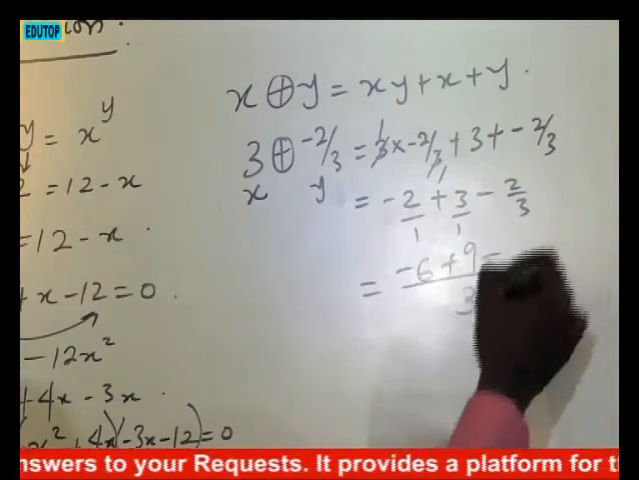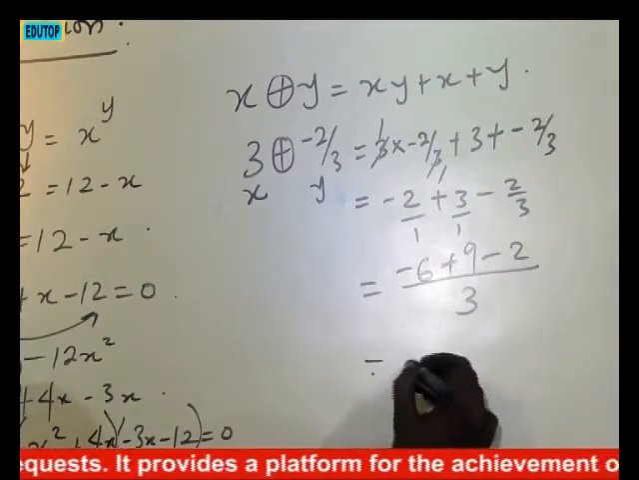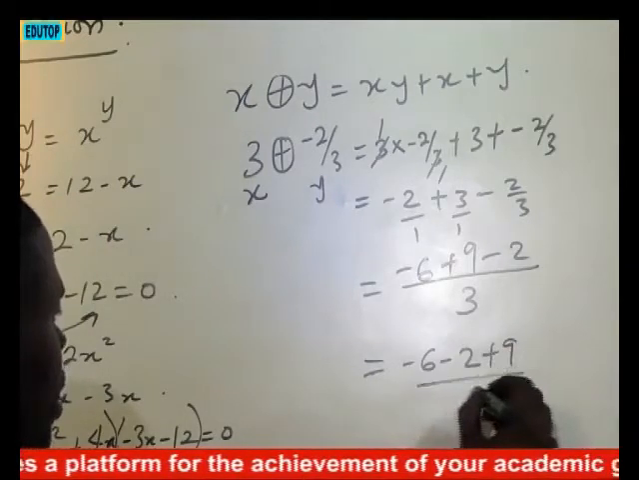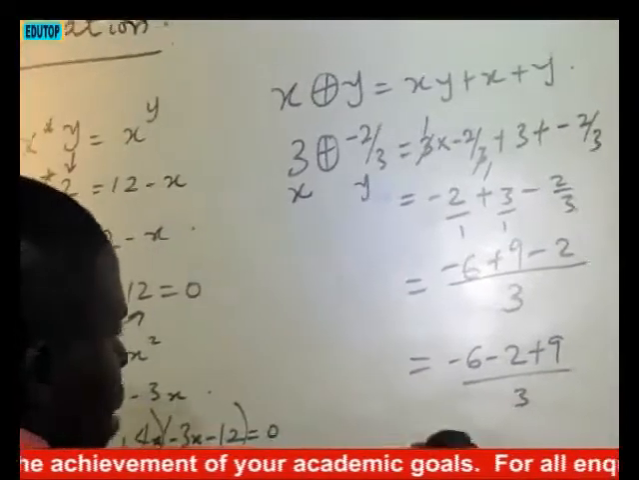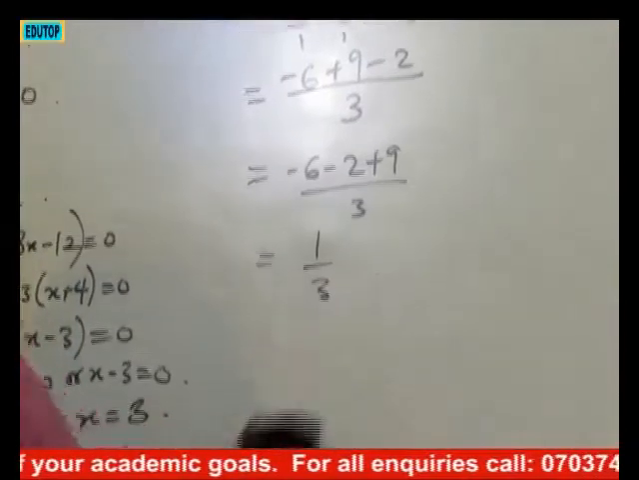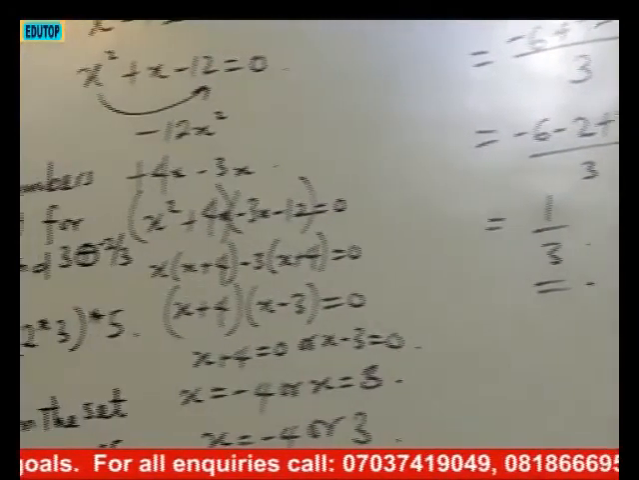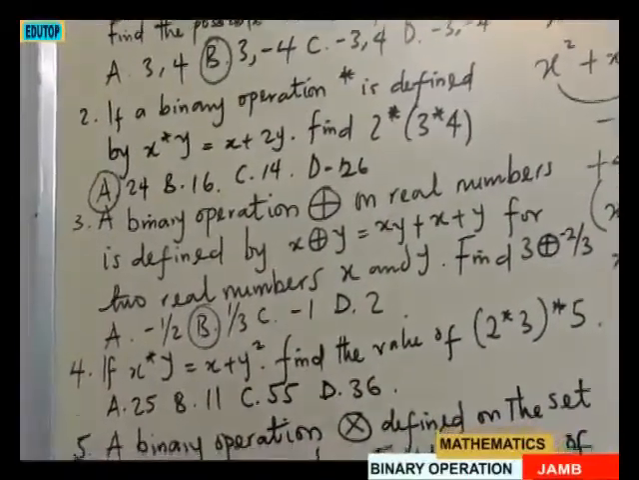Minus 1 in 3 in this, 3. 3 in 3, 1. 1 times this, 2. So we have minus 6 minus 2 plus 9 over 3. Minus 2 minus 6 minus 2, that is definitely minus 8. Minus 8 plus 9, 1 over 3. So the answer will definitely be 1 over 3. So we go to our options and see the one that fits in. So it will definitely be option D for question 3.